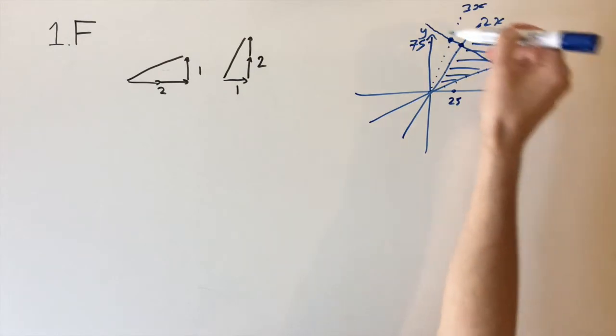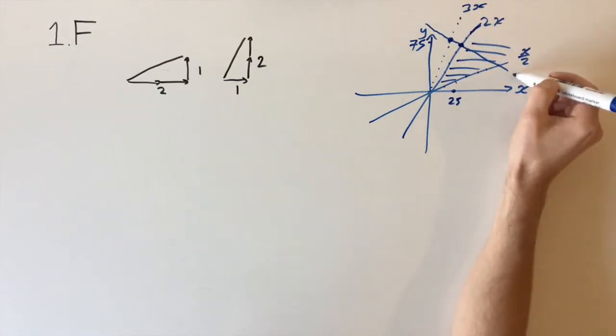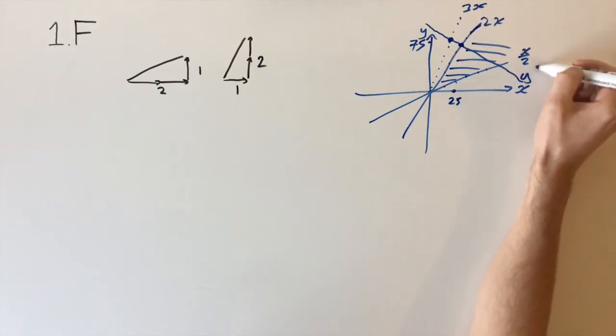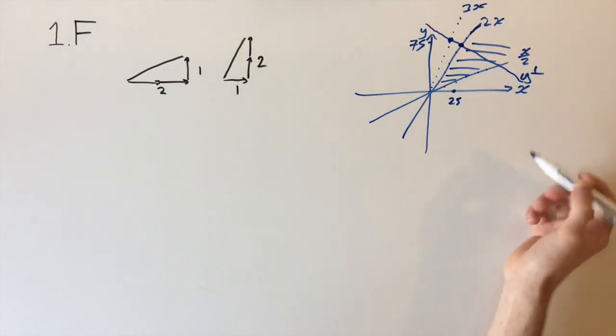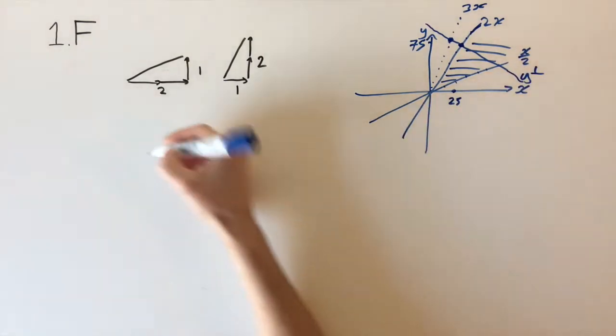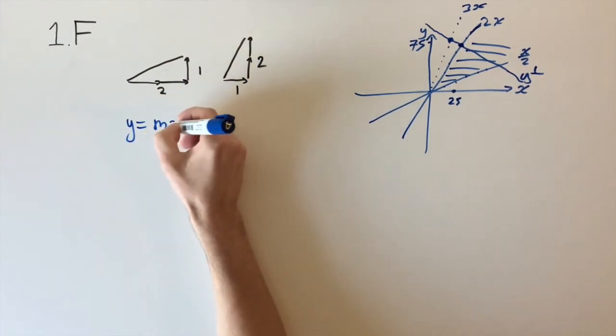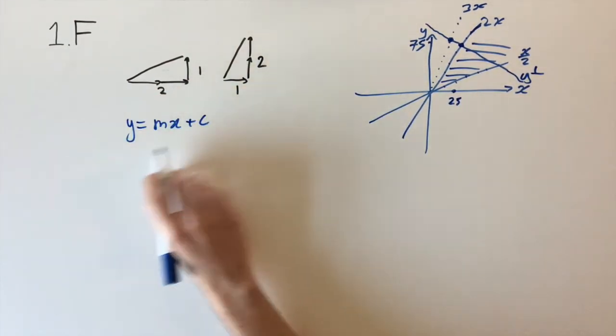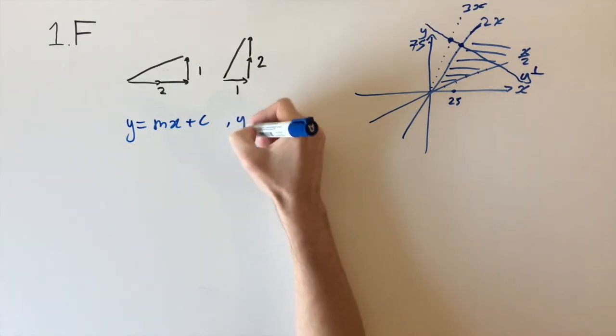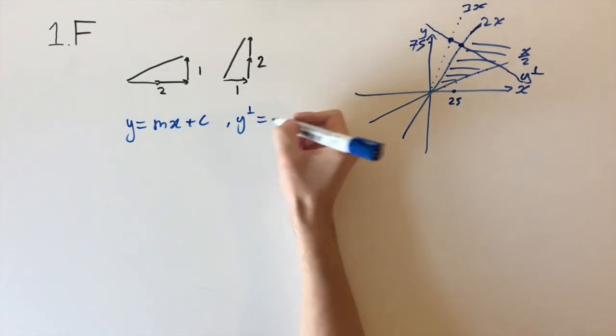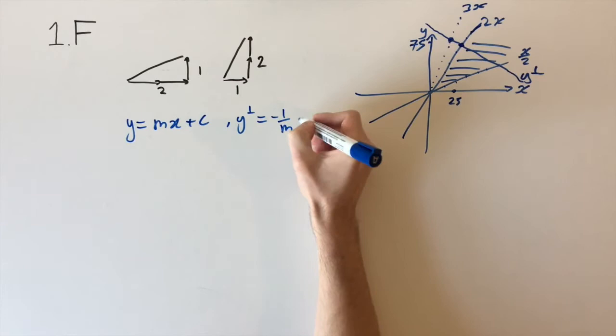So first we need to find the equation of the orthogonal line. I'm going to call this line y perpendicular. So you might remember that if we have a general line, y = mx + c, then the equation of the perpendicular line is going to have gradient -1/m.